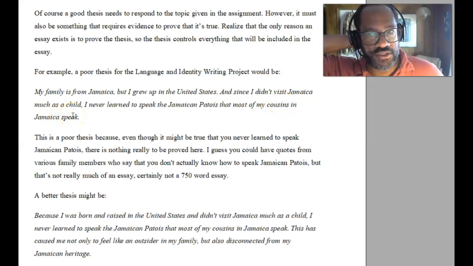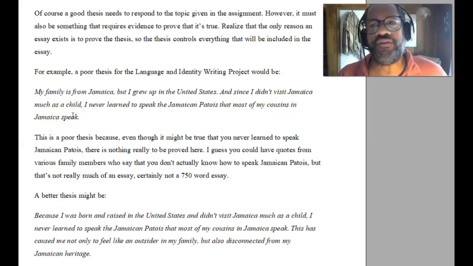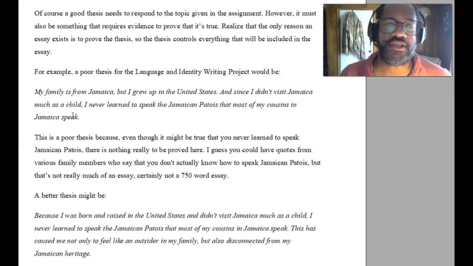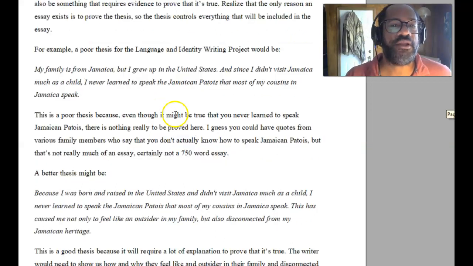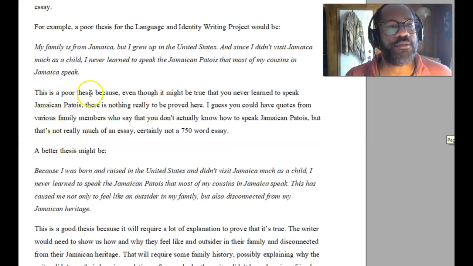Jamaican patois, if you don't know, is a version of English, but it is very difficult for people who don't know how to speak it to understand it. It sounds in many ways like a different language. And so talking about Jamaican patois would fit the requirements of the assignment. But look what I say here. I say this is a poor thesis. So be clear, don't follow this model. This isn't a good one.